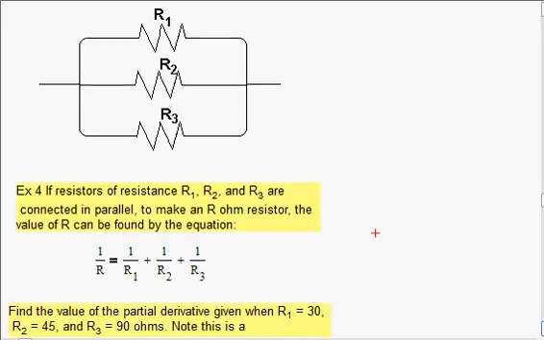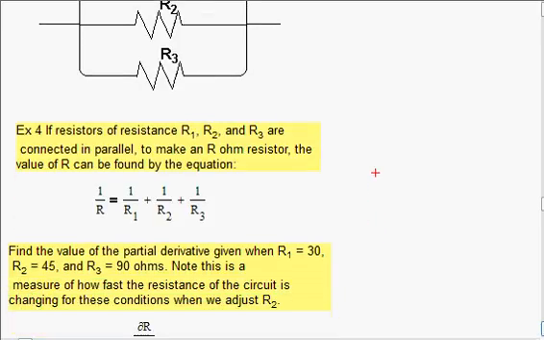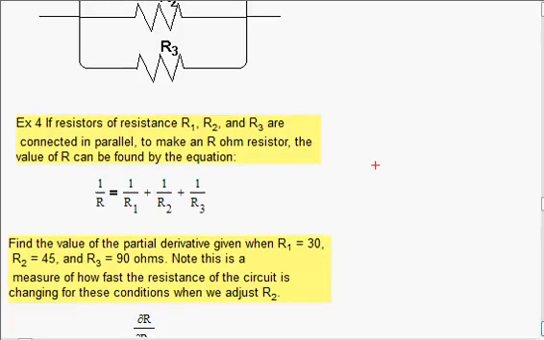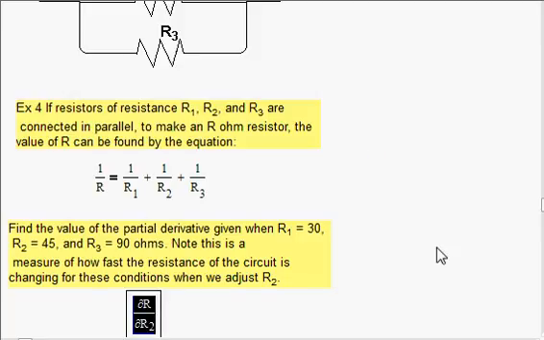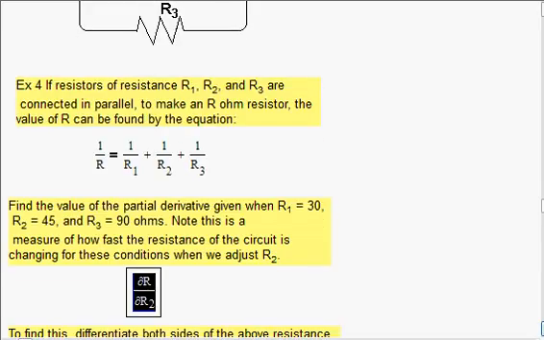So find the value of the partial derivative given when R1 equals 30, R2 equals 45, and R3 equals 90 ohms. So this is a measure of how fast the resistance of the circuit is changing for these conditions when we adjust R2, because that's the derivative we're looking for, the partial of R with respect to R2.